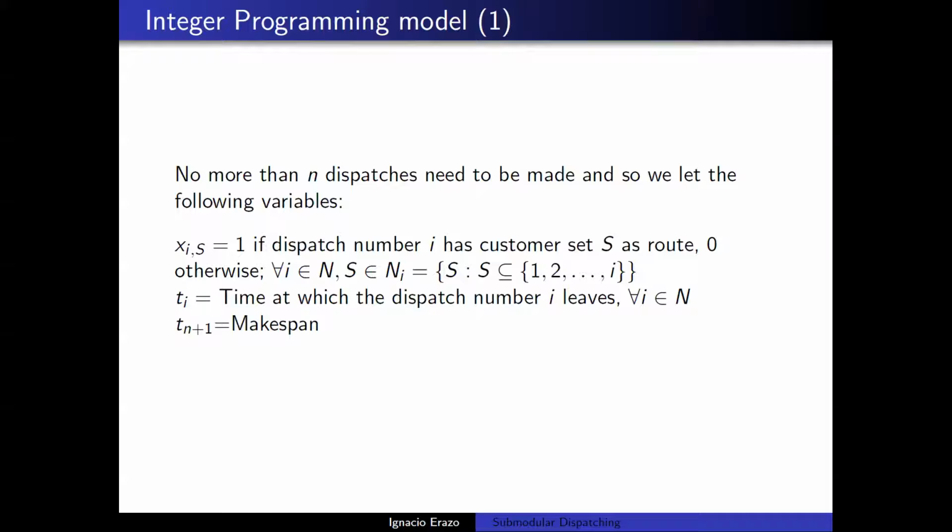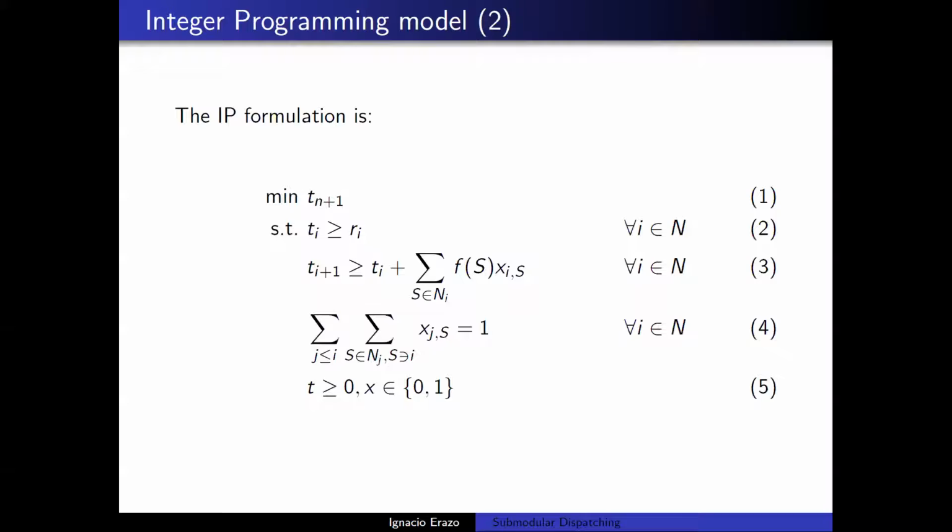And the other types of variables are the variables T_i, which are the time at which the dispatch number i leaves, and the makespan, which is T_{n+1}. So this is our IP model, and the first constraint is actually just minimizing the makespan.